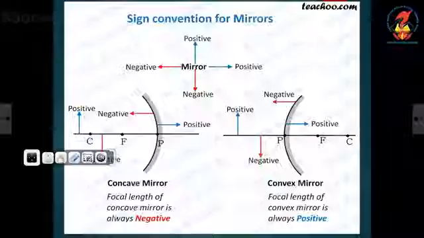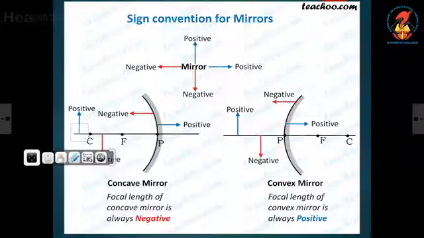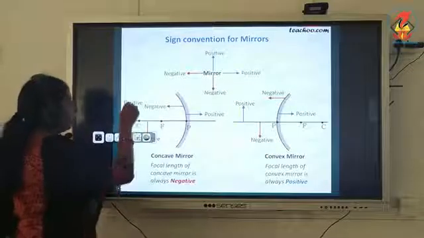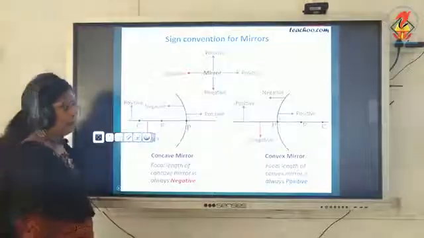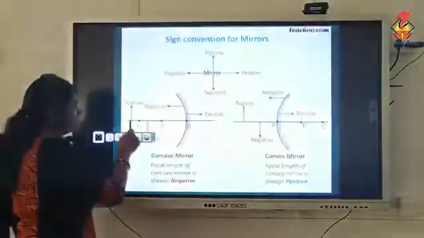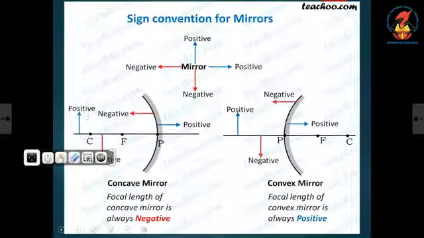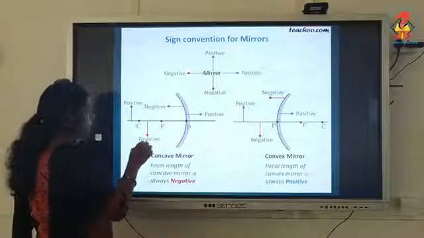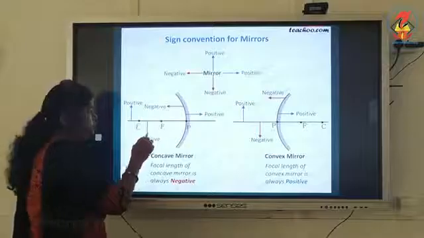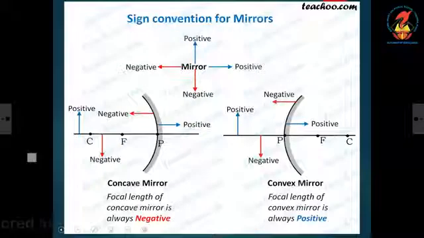Now, measurements perpendicularly upwards from the principal axis. The distances which are measured perpendicularly upwards from the principal axis are taken as positive. Then, the distances which are measured perpendicularly below the principal axis are taken as negative.